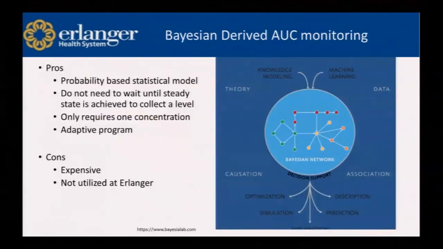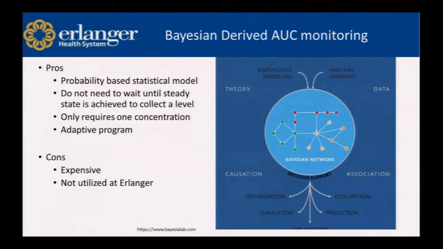So the Bayesian-derived AUC monitoring software is basically a pharmacokinetic probability software. It's a statistical model that you input patient data into, and it predicts what your AUC will be. You could put in a trough concentration, or a peak and trough concentration, and this model will predict what your therapeutic AUC will be. The pros of this model are that you only need one level to input for it to calculate a proposed therapeutic AUC, and it's adaptive. So the more data you put into this program, the better it learns and the better it gets at predicting accurate AUC to MIC ratios.